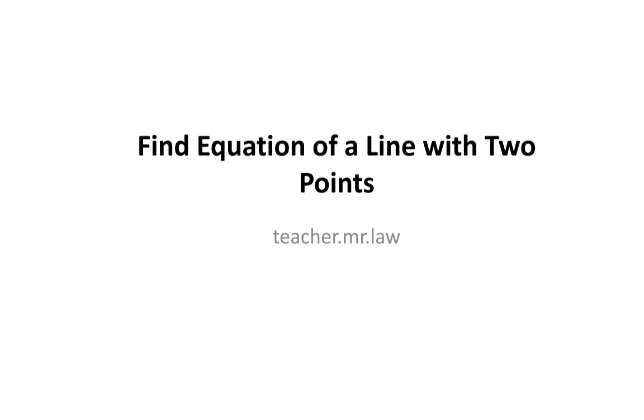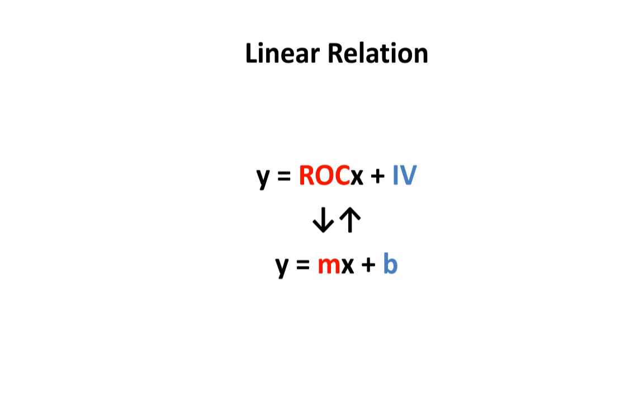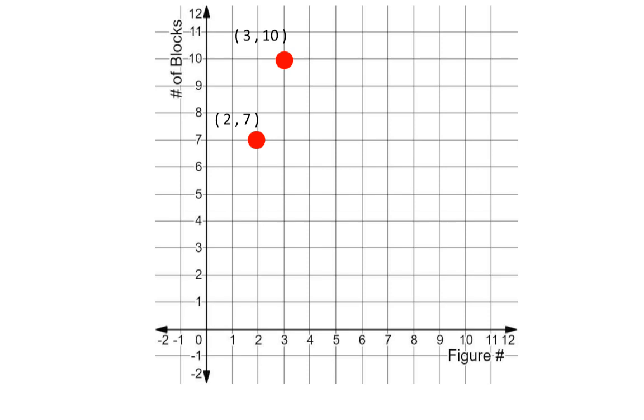In today's lesson, we're learning how to find the equation of a line with 2 points. As discussed in previous lessons, a linear relation is really just a pattern, and a pattern can be represented with an equation. These two equations mean exactly the same thing. In this graph, you've only been given two useful pieces of information.